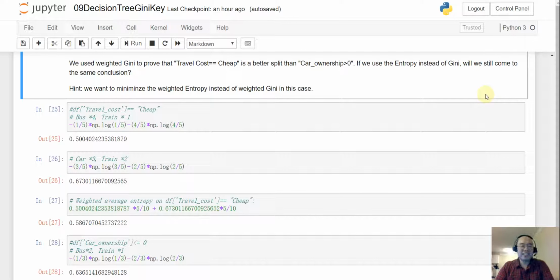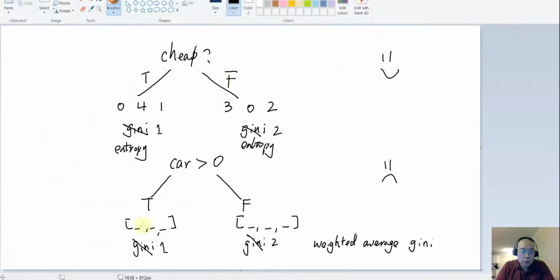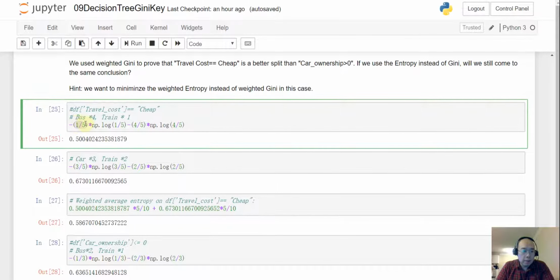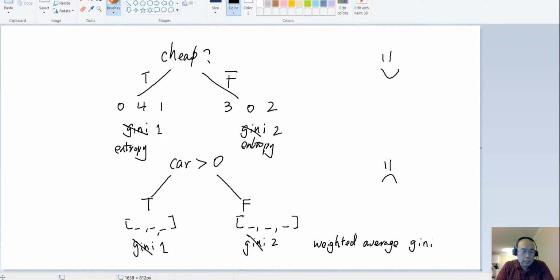Okay, let's answer the question on whether the Gini and the entropy are giving us a consistent result. If we go here, remember the first split, we have a 0 for 1, right? So if we want to calculate the entropy, that is 1 divided by 5 times log 1 divided by 5, and then 4 divided by 5 times log 4 divided by 5. So that is the entropy of the first node. Okay, so that is the entropy for this one.